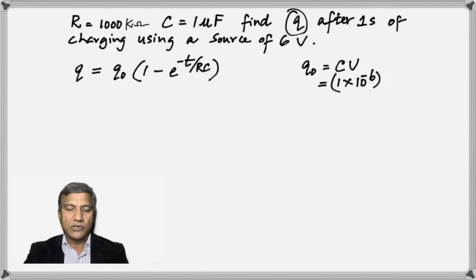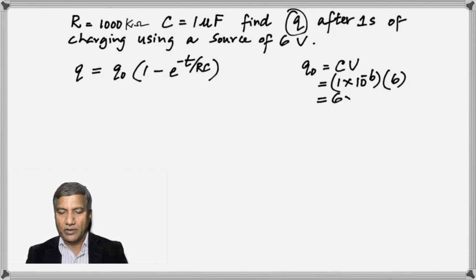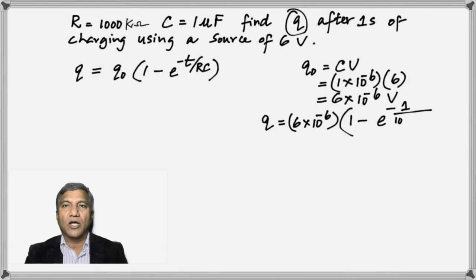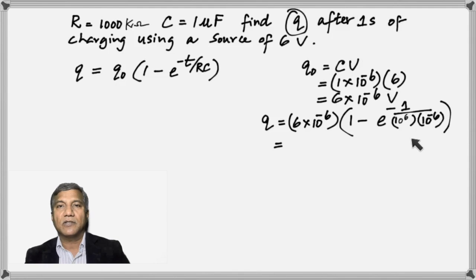Once you get that, just plug it into this equation. And you have 1 minus e raised to negative t by R times C. So R is 1000 kilo ohms. A kilo is 1000. So you have 1000 times 1000, which is 10 to the power 6. And then a micro is 10 to the negative 6. So that's why I have those numbers for R and C. And that product becomes what? 10 to the 6 multiplied by 10 to the negative 6 is simply 1. So in the next step, you're going to see that happen.